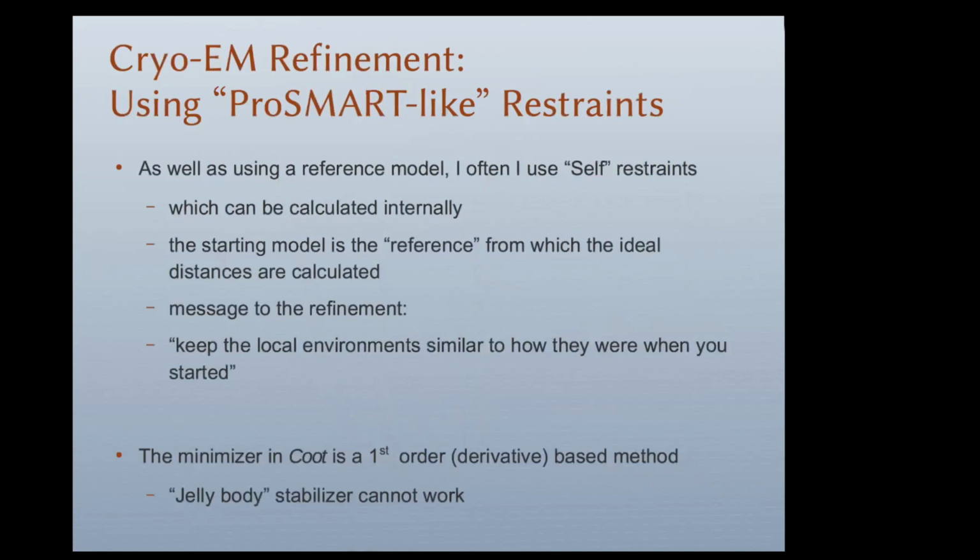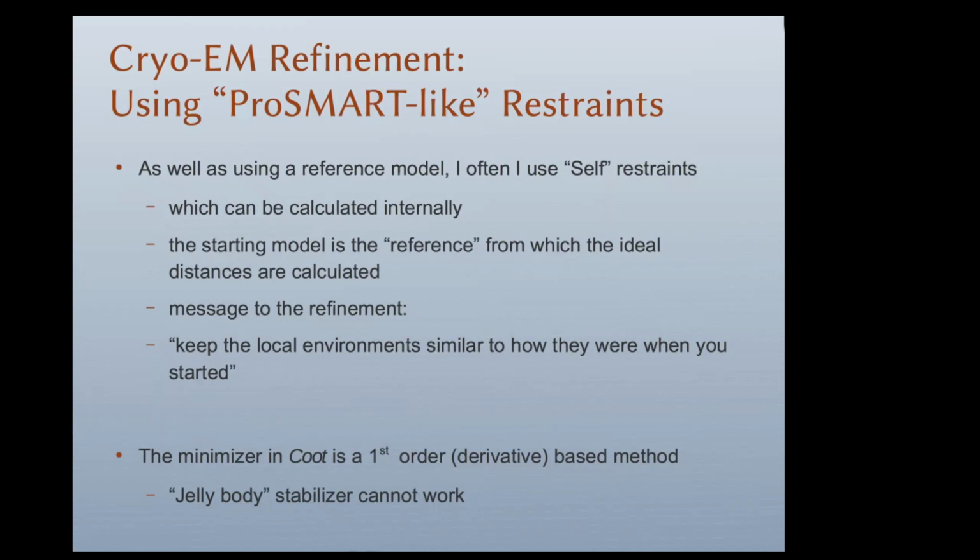Very often the case, though, is that we have a homologue, and at the start of our modeling, the homologue is the reference, or the current model is the reference model. So these are self-restraints, and they don't need sophisticated model interrogation to determine. They can be calculated internally and added to the refinement. So the idea is to add extra information into the refinement that says keep the local environment similar to how it was when you started, but allow large-scale motions because the weight is adjustable.